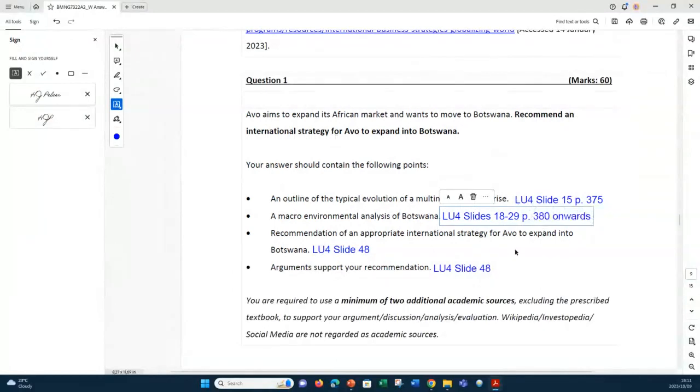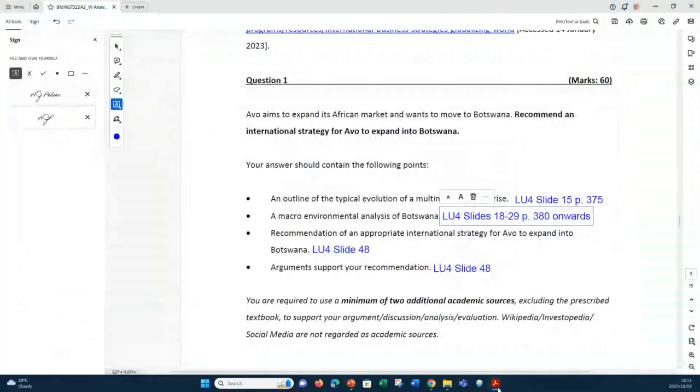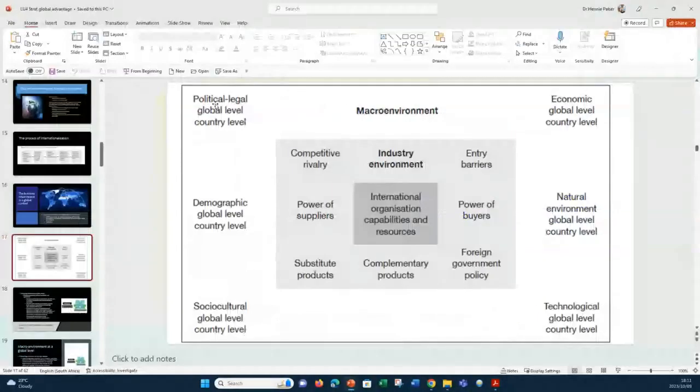380 onwards, and you'll pick up where it is too. Just remember, this is an application type question. Depending on what your OTs told you, my students, I don't need you to discuss that this is political, legal, and demographic factors and what they mean. I need an analysis. If we look at the specific question, a macro-environmental analysis, the focus will only be on those PESTLE factors. PESTLE is the best way to describe them.